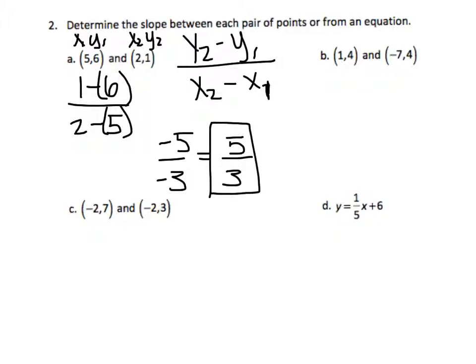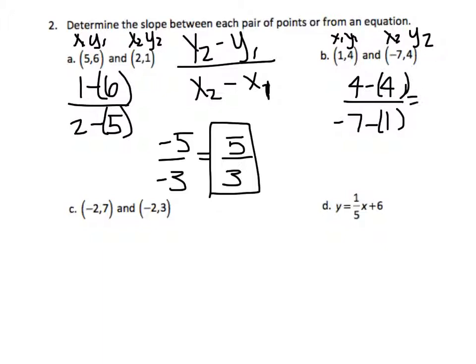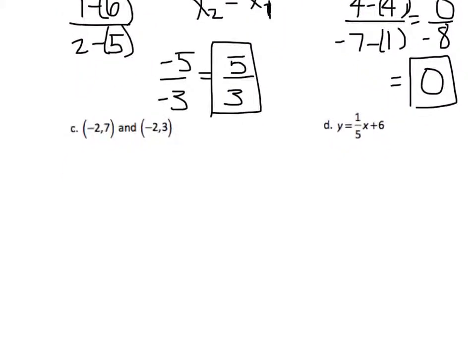Same thing for B. So 4 minus 4 over negative 7 minus 1. 4 minus 4 is 0. Negative 7 minus 1 is negative 8. So remember, when you have a 0 on the top, your final answer is just going to be 0. All right, pause and try C and D on your own, and then check your answers.